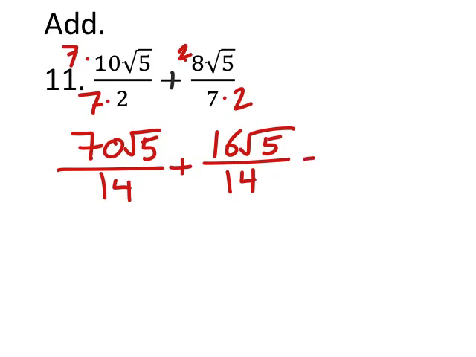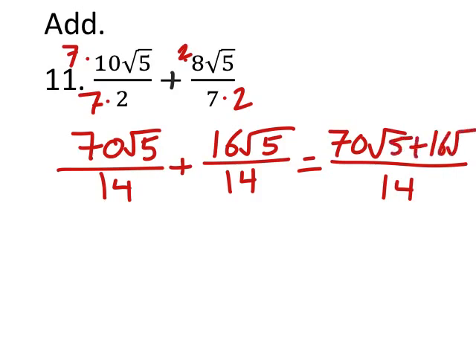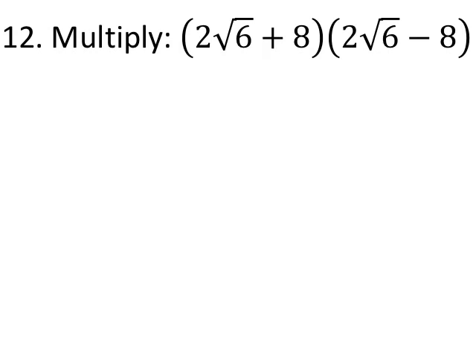Now that we have common denominators, we can make one full fraction out of this. We're going to have 70 square root of 5 plus 16 square root of 5. And since we have the same radicand, or radical, for both terms, that allows us to add the 70 and 16. Alright, on number 12 we're going to multiply. Same thing on number 13. So let's go ahead and get that done.